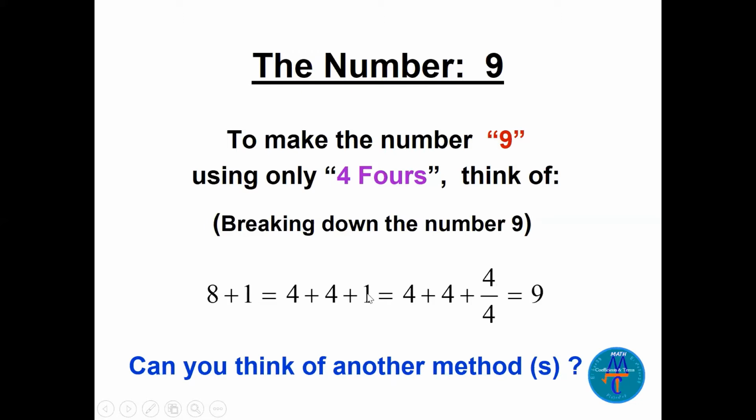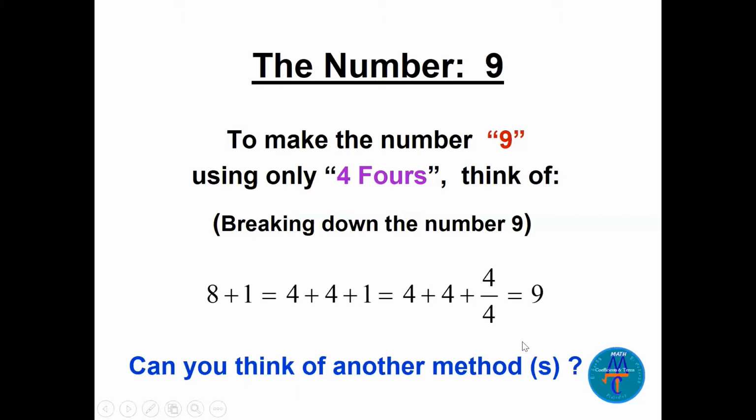See, the 1, I can think of division of 2 numbers that are the same. These numbers can be anything. 2 over 2, 5 over 5, 7 over 7, 10 over 10. It will make 1. But since I need 4s, so I can put 4 plus 4 plus 4 over 4 is equal to 9. See, in this case, I'm taking 4 fours to make the 9.